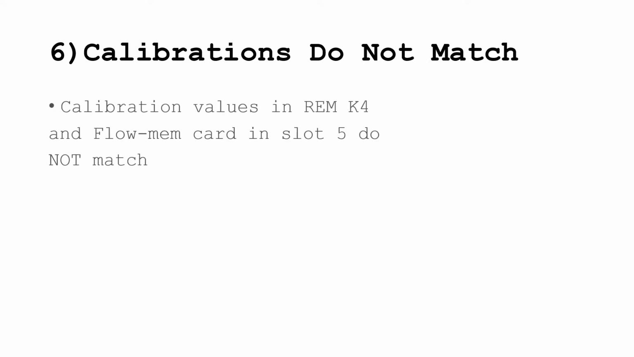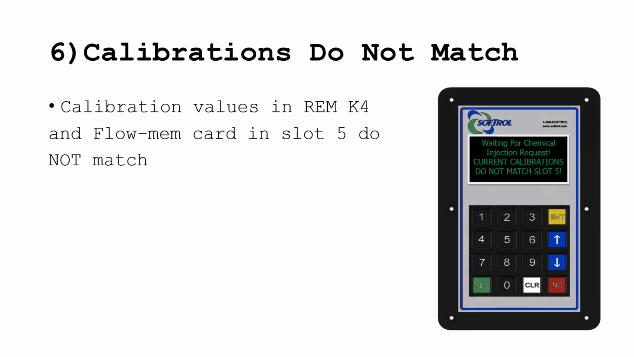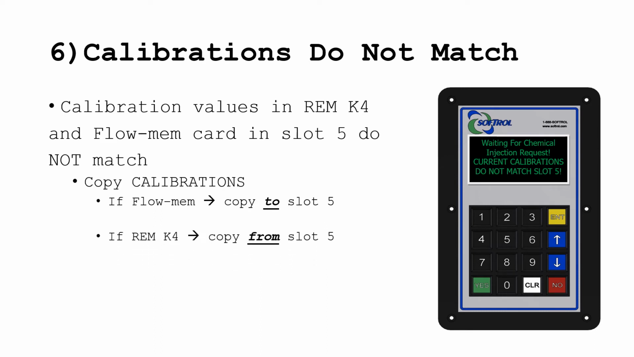6. Calibrations do not match. When the system checks the calibration value in the REM K4 and compares it to the value held in the flow mem card in slot 5 and they do not match, the machine will show this error. If the flow mem was replaced, the calibrations will need to be copied to slot 5. If the REM K4 was replaced, the calibrations will need to be copied from slot 5. To copy calibrations, please see the video copying calibrations.